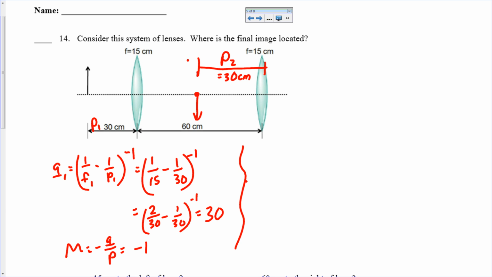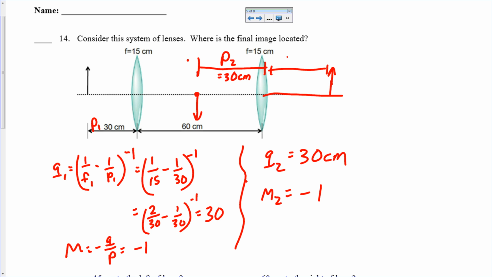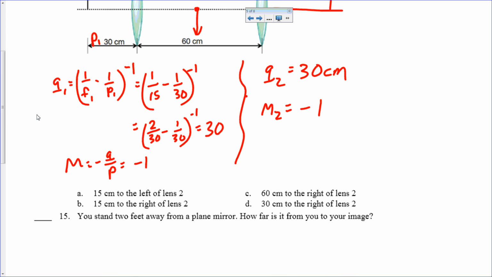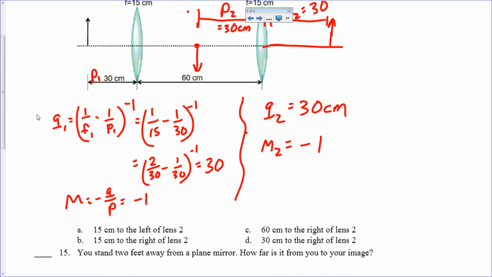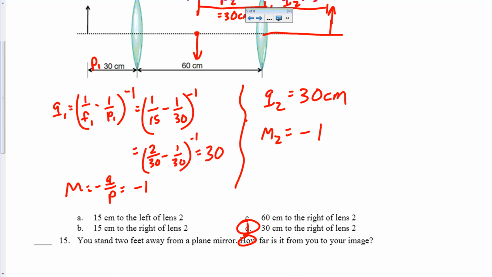So Q2 is also equal to 30 centimeters. M2 is also going to be negative 1. And so my image is going to be over here. That's not really to scale. It's the same size as the original object. So my Q2 equals 30 centimeters, and that's to the right of lens 2. So the answer is D.